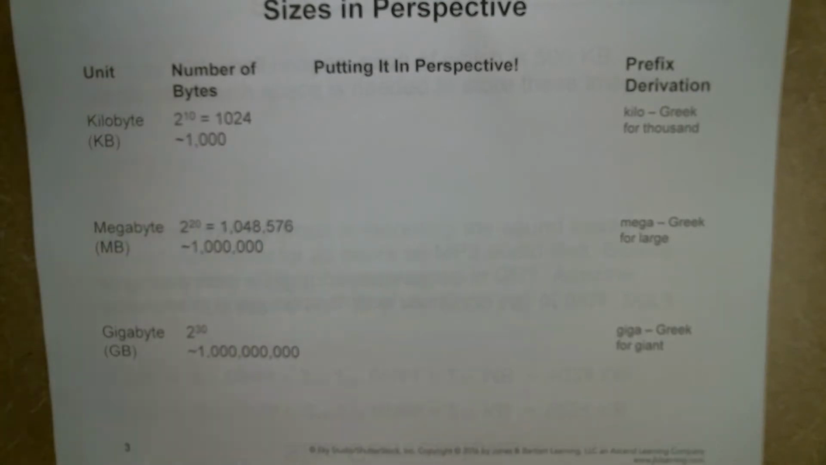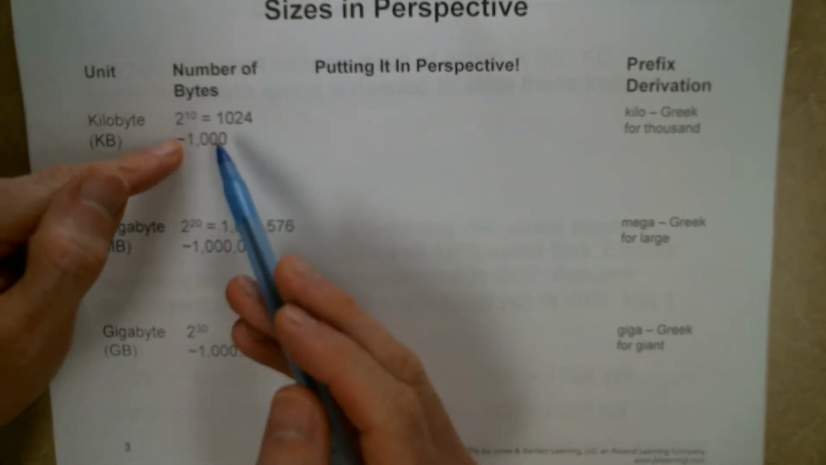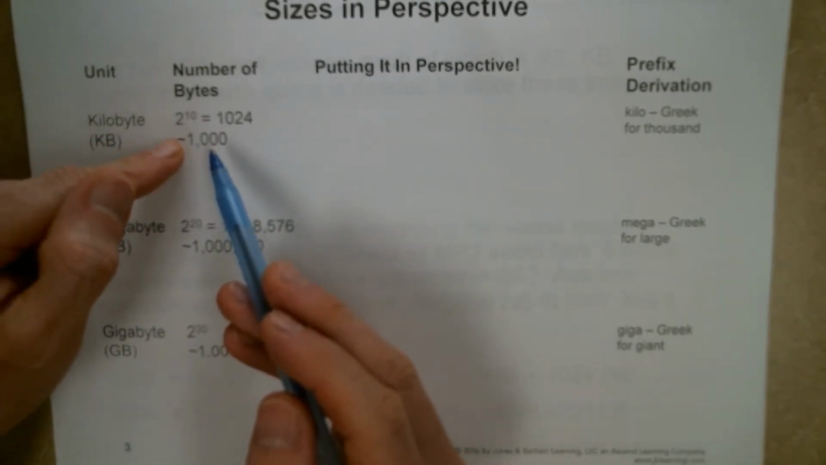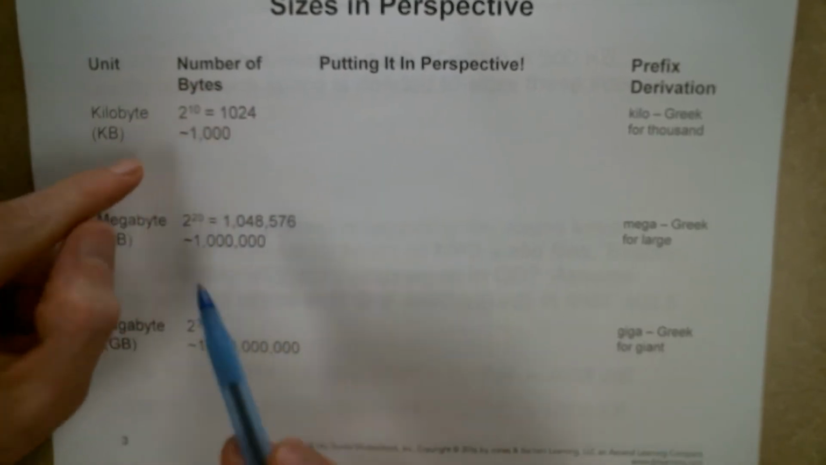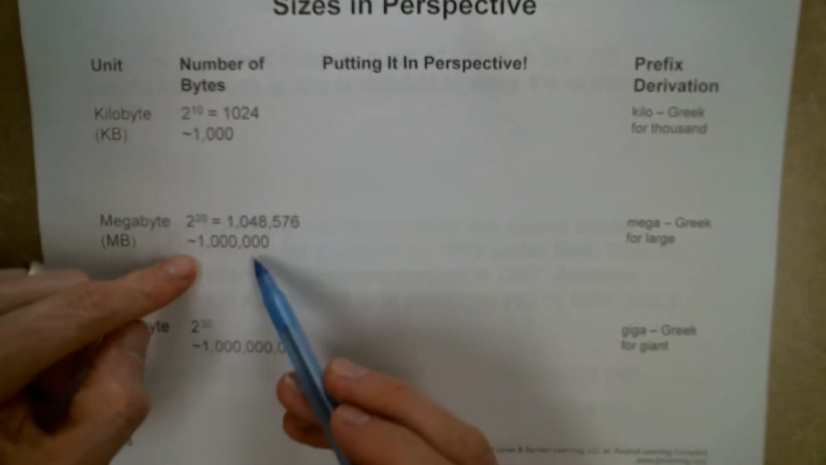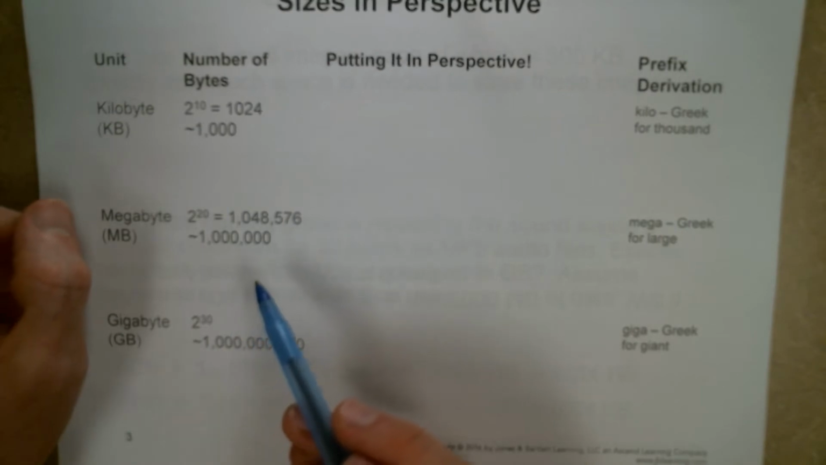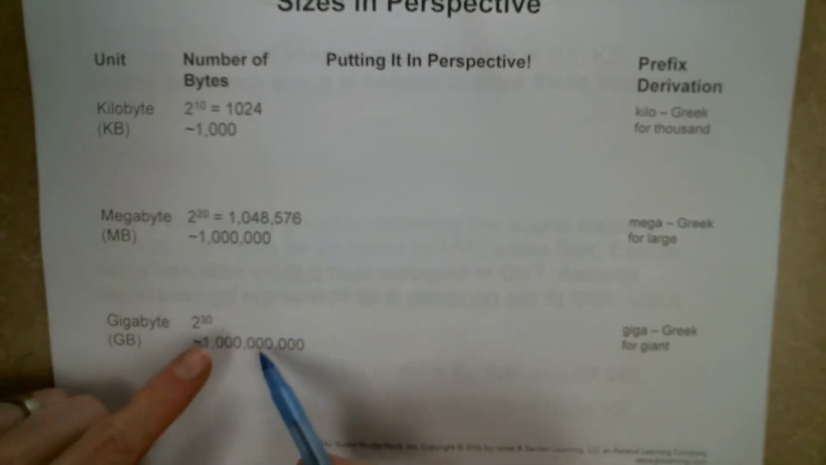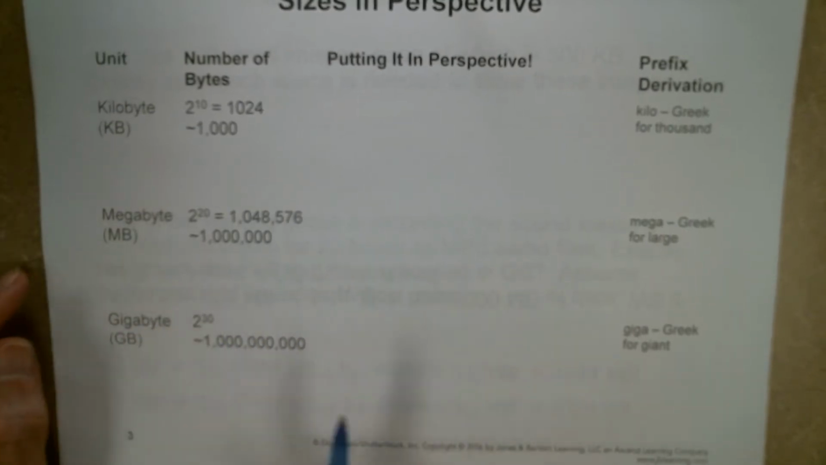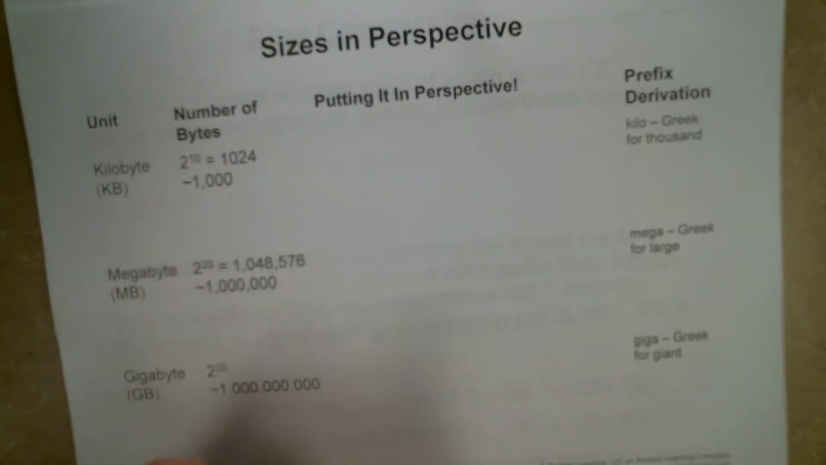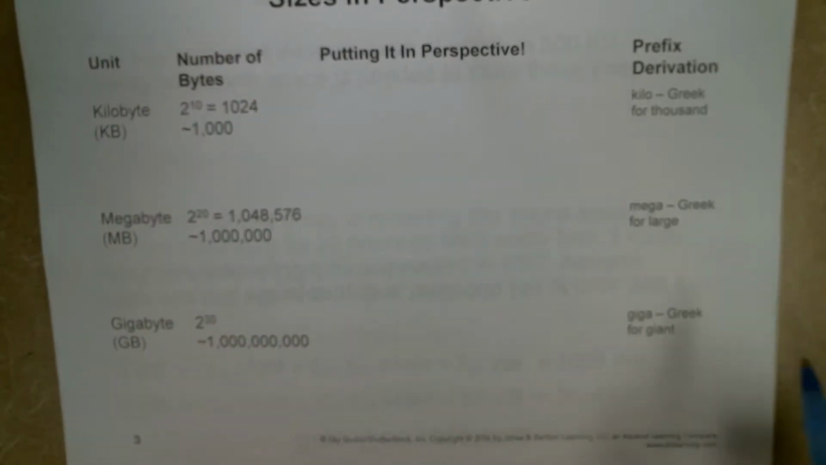Everything technically is in binary, but a lot of times people use the shorthand and say, oh, it's 1,000 bytes in a kilobyte, technically 1,024. Oh, it's 1,000,000 bytes in a megabyte, technically 1,048,576. Oh, it's 1 billion bytes in a gigabyte, technically 2 to the 30th. So just keep that scale in mind.